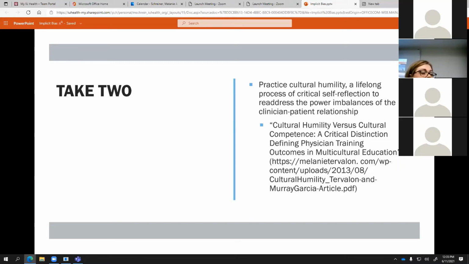And then take two. So this is practicing cultural humility, which is a lifelong process of critical self-reflection to readdress power imbalances of the clinician-patient relationship. I'll be honest, I feel like this is the only thing out of this entire new life that I catch myself doing and trying to do. So that just goes to show you, as someone who's like, I really care about this and I want to be invested in this, but there's a lot of work that you have to do.